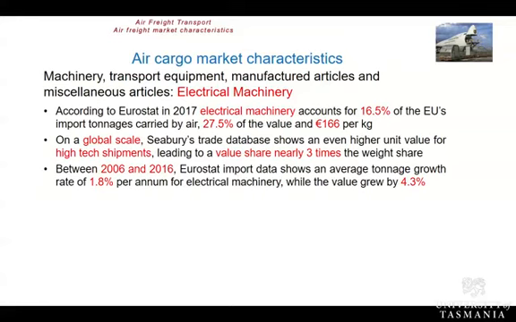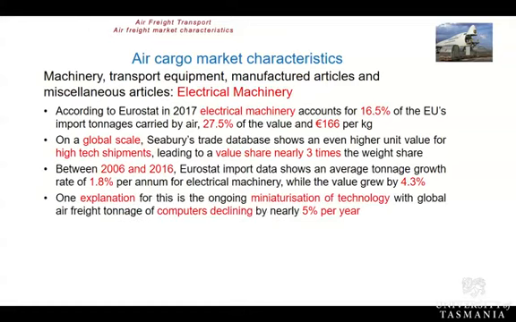I suppose one of the interesting characteristics of electrical machinery is that it's had a pretty flat percentage increase over the last 10 years. It's been around about 2%. If we look at the average of air cargo over the last 10 years, it's been about 3.7 to 4%. So it's below the average tonnage growth. However, the value continues to grow.